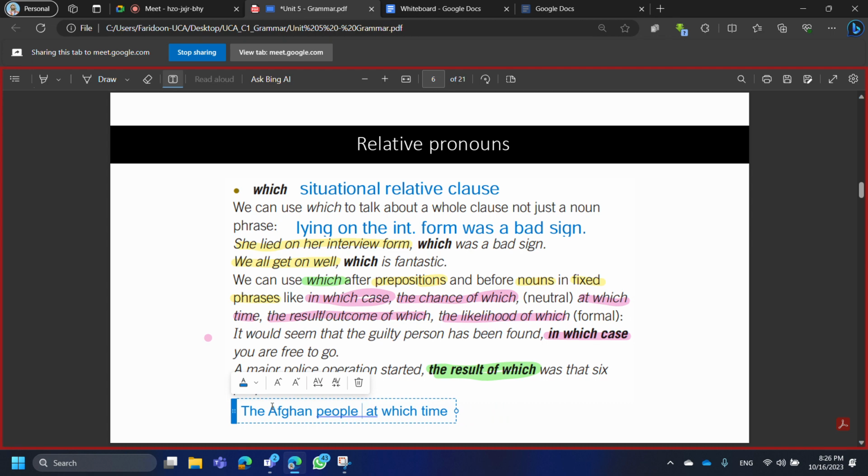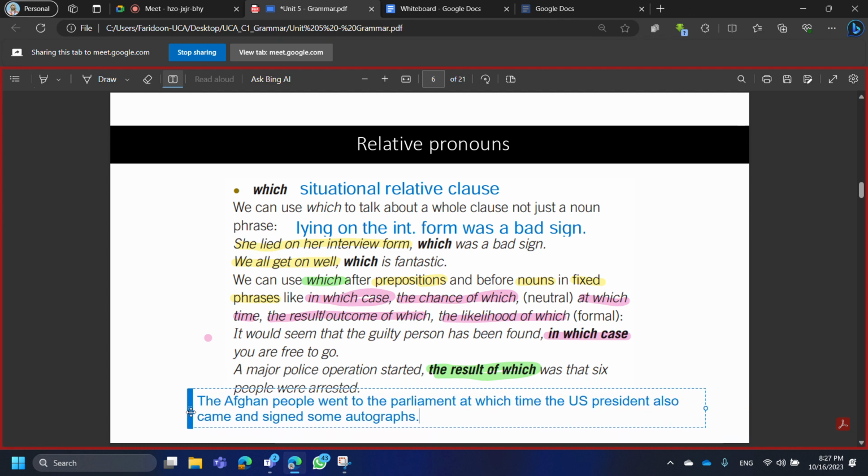The Afghan people, let's go with the past, the Afghan people went to the parliament. I'm not sure if I'm spelling it right. Okay, the Afghan people went to the parliament, at which time, oh, I was not spelling it right. Sorry. The Afghan people went to the parliament, at which time the US president also came and signed some autographs. I don't know what I'm saying here, but of course it's grammatically right, so we're going to keep it.